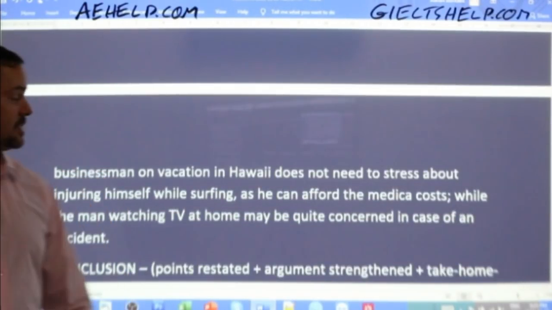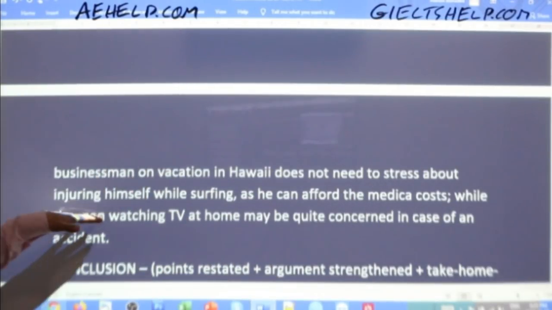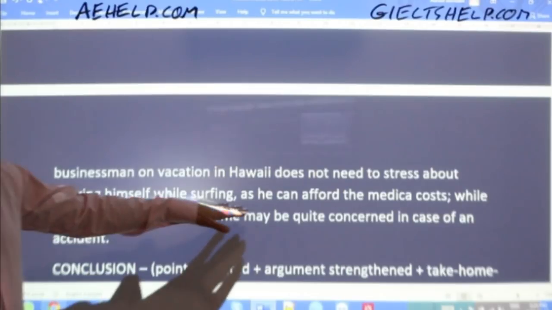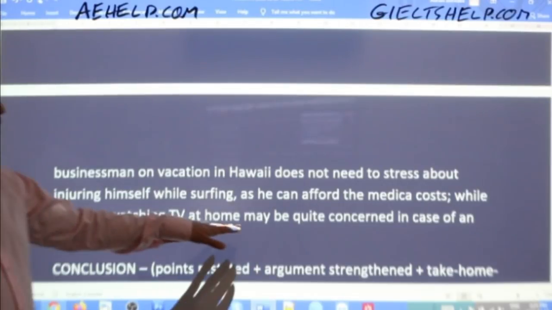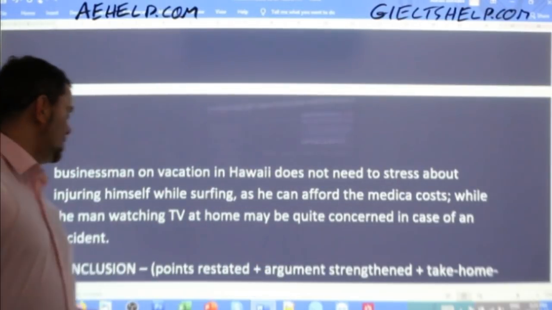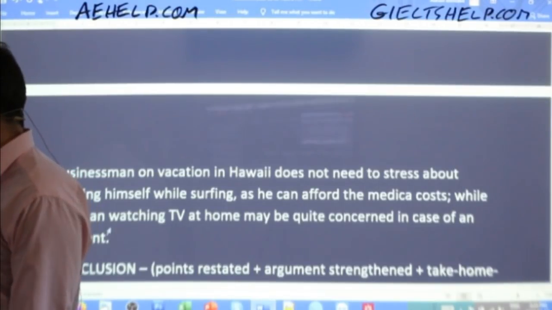The businessman on vacation in Hawaii does not need to stress about injuring himself while surfing, as he can afford the medical costs, while the man watching TV at home may be quite concerned in case of an accident. I'm going to put a comma there.